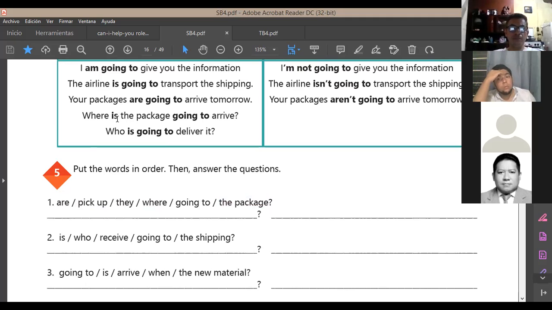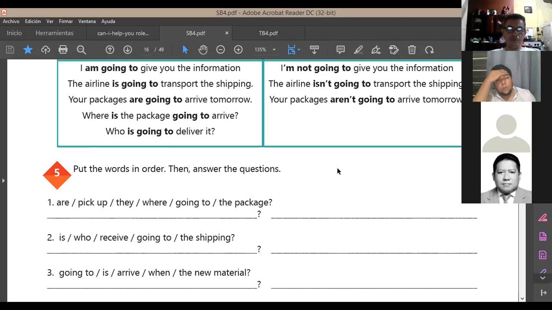verb be, el verbo be conjugado, ¿verdad? No vamos a poner be. De ahí vamos a poner el sujeto, de ahí vamos a poner going to y luego el complemento con el verbo en forma base. Ok, vamos a ver number one.